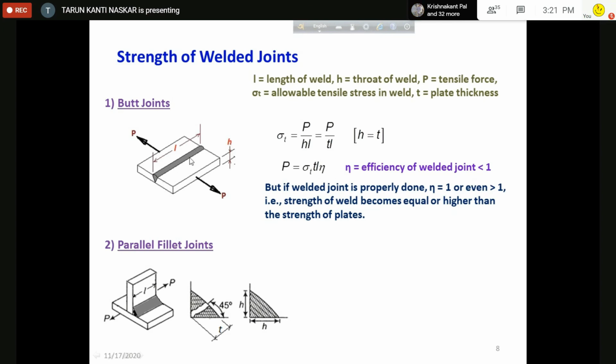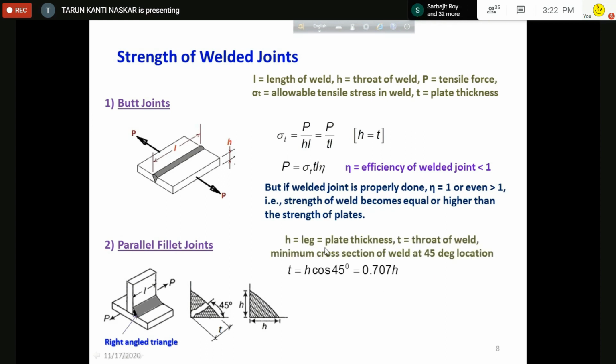So this is one type of joint. Parallel fillet joint. So this is one plate, this is another plate. So obviously fillet joint means lap joint, and welding on one side, it may be on the other side also, and this is the cross section of the welding. This one is in exaggerated form. Okay, this is T, this angle is 45 degree. Now this is the right angle triangle.